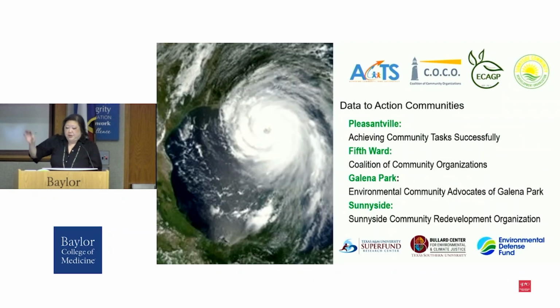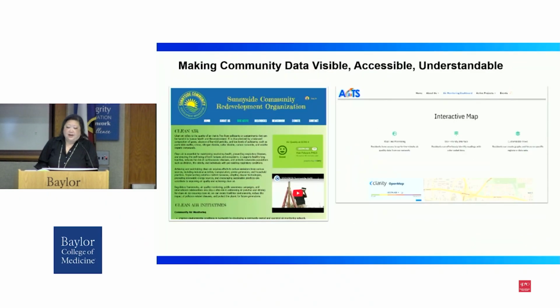Each, again, of our community-based organizations in our Data to Action project, and they're listed here, owns and operates their own network of air sensors, and I would encourage you to go and look at their websites because they are sharing this information. You can see here I've got a couple of examples from SCRO, Sunnyside Community Redevelopment Organization, as well as ACTS, and they have these fantastic dashboards and links out in their different websites. They create reports on a monthly and an annual basis. They use that data to communicate not only with our local government officials, but also with TCEQ.